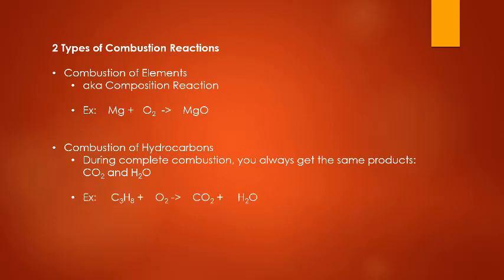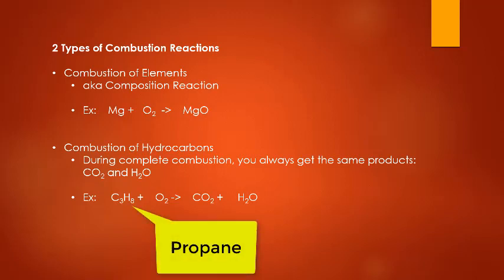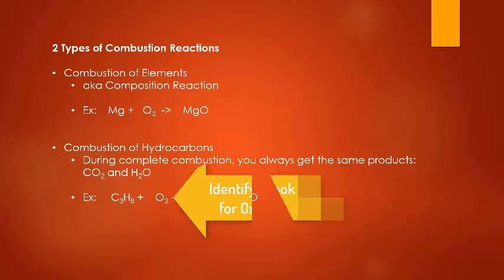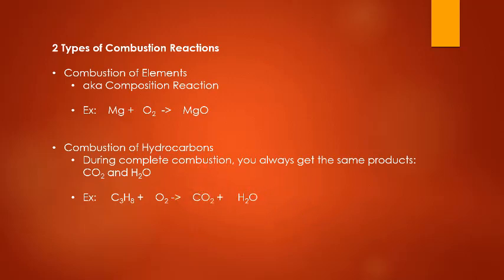Here's an example. C3H8 is a substance known as propane. You would use that in another type of grill at home. It reacts with oxygen, so I know that's a combustion reaction. And the products are always the same, carbon dioxide and water.